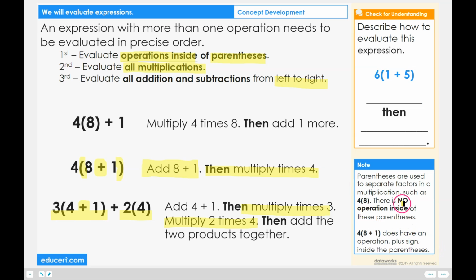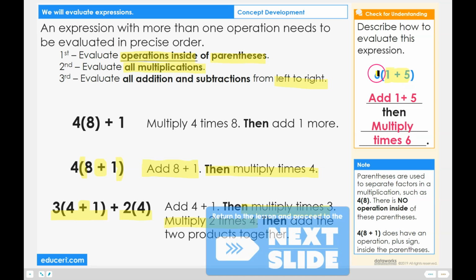Well, because we have parentheses with an operation inside, first thing we will do is add 1 plus 5. Then we'll take that value and multiply times 6.